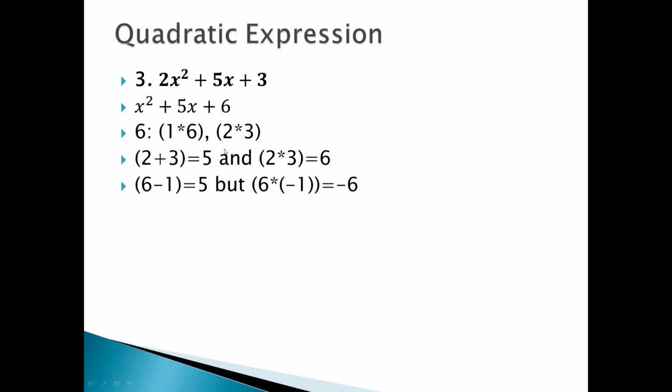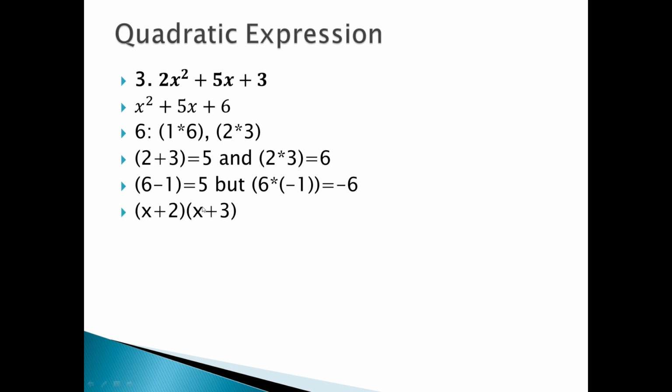At the same time, 1 and 6 can also give us a sum of 5 by adding 6 and negative 1, which is 5. In this case, I wrote it as 6 minus 1. So that's also 5. But if we multiply them, 6 times negative 1 gives us negative 6, which is not the same as this constant term. So therefore, we will use the first pair, which is 2 and 3.